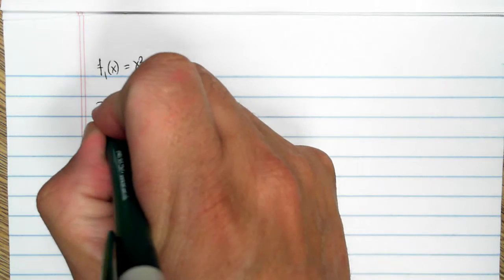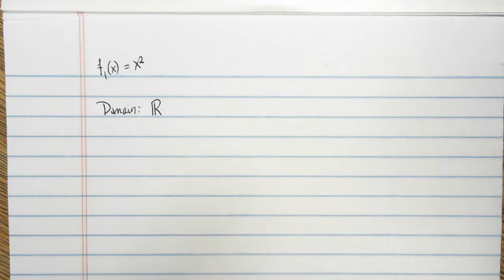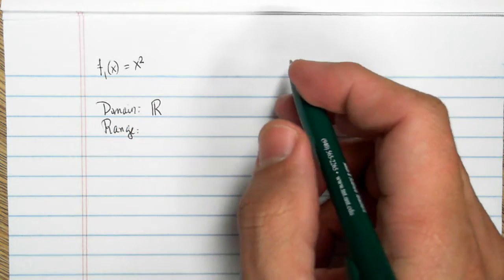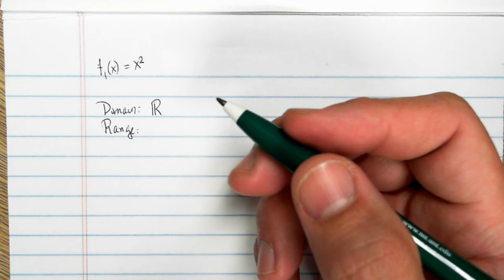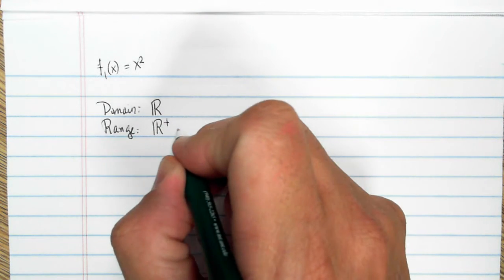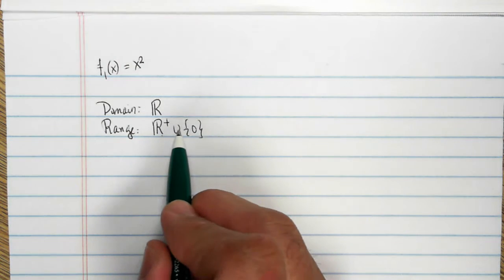The domain for this would be all real numbers. Now the range, there's a few ways of writing the range. The numbers that come out of x squared have to be either positive or equal to 0. So I could write the range as R plus union 0, so positive real numbers or 0.